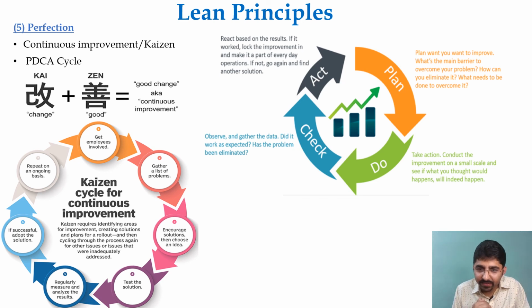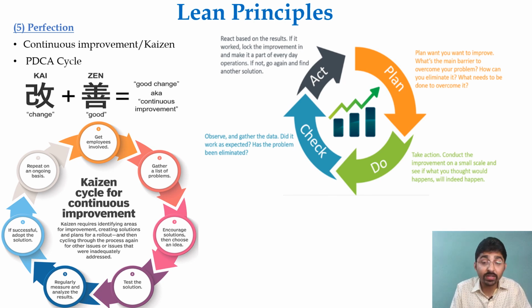If I achieve a value in my product, it doesn't mean that whatever I have achieved is sufficient. Maybe through continuous improvement, I can achieve more. You're getting it? Yes. So what is this Kaizen? Kaizen means a change for betterment, a change for good, which is called continuous improvement. So Kaizen is a cycle for continuous improvement. It requires identifying the area for improvement, creating a solution and plans for a rollout, and then cycling it throughout the process again. It also involves certain steps on how to implement Kaizen.